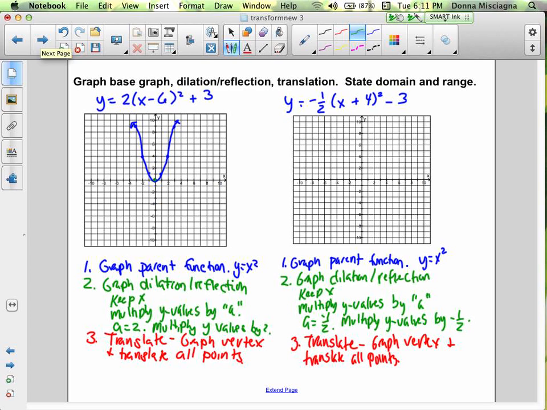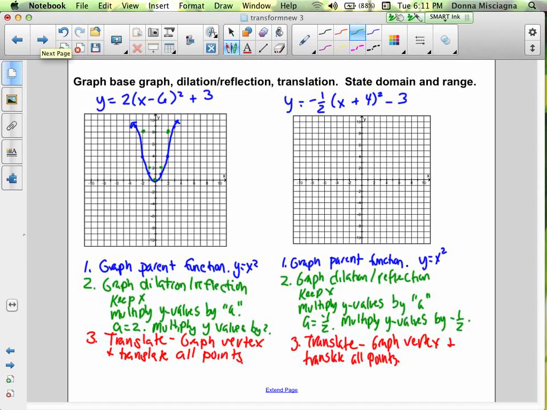If I multiply 1 by 2, we would have 2. So instead of having a 1, we're going to now have a 2. And the same thing over here, because they're both 1. If we multiply 4 by 2, that would be 8. So now we're going to have 2, 8, and negative 2, 8.